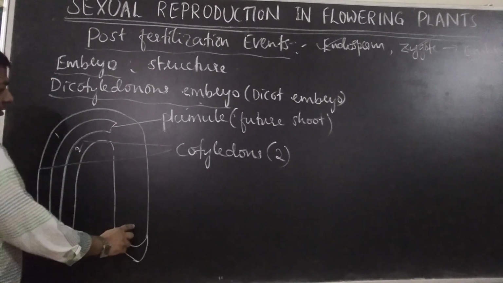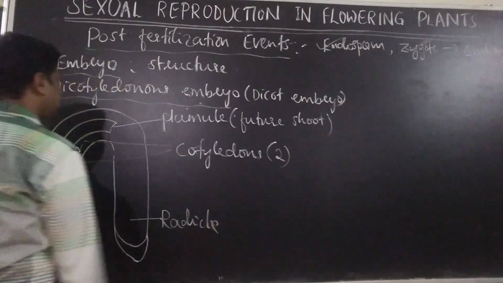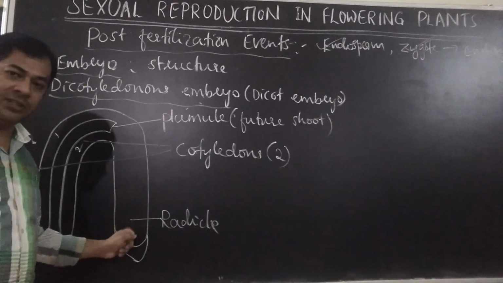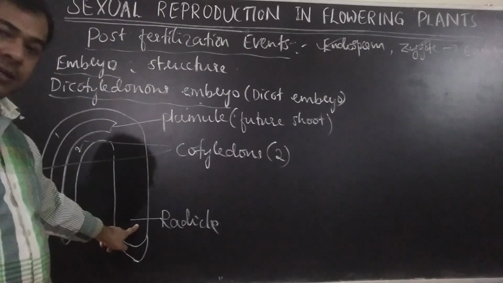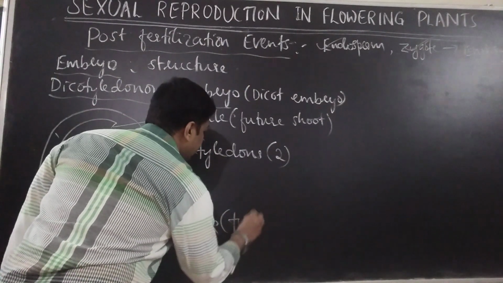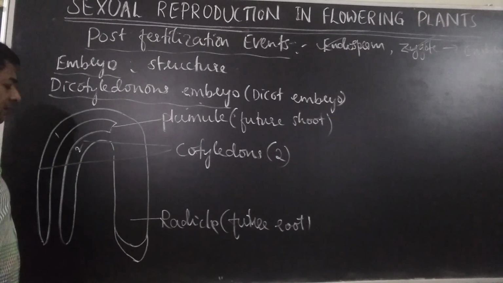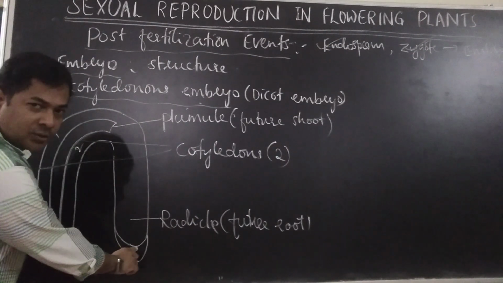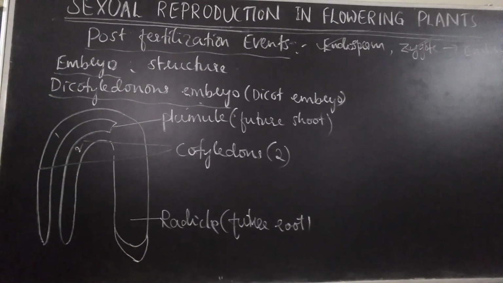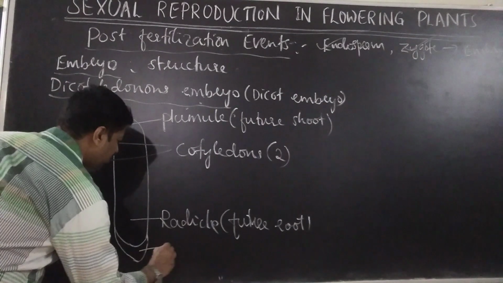Then what should this be called as? This is called radicle. If plumule becomes a future shoot, radicle becomes a future root. That means when this becomes a plant, the radicle part becomes a root, the underground part of the plant. So it is called future root, radicle. Then the tip of this part is called root tip, and the root tip is covered by a cap-like structure, that is called root cap.